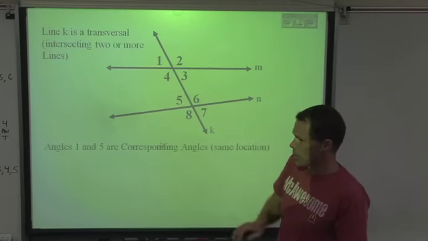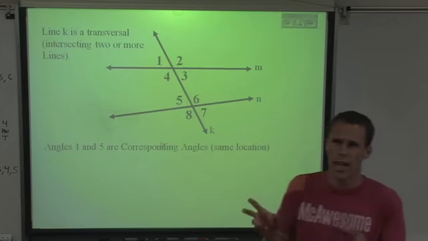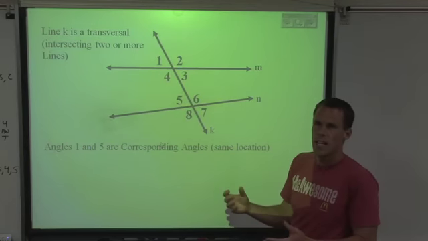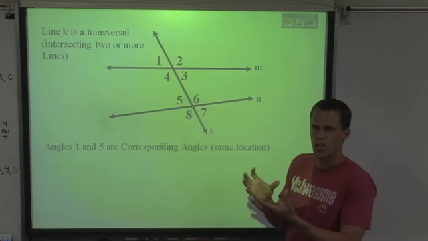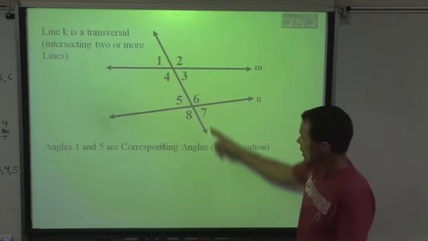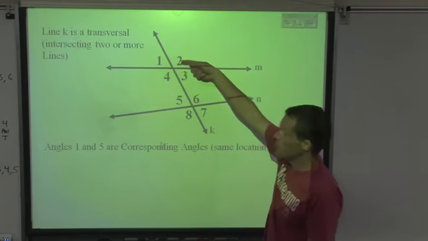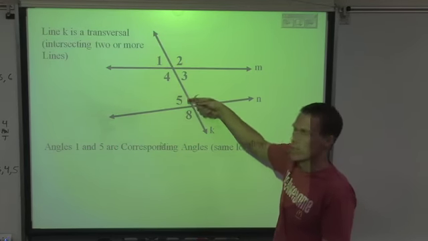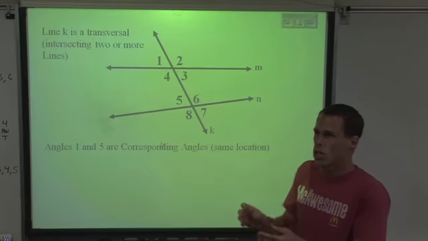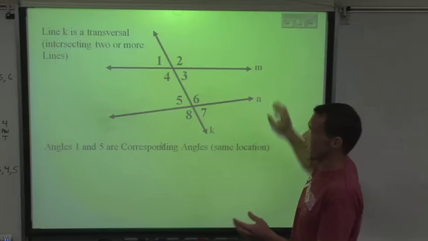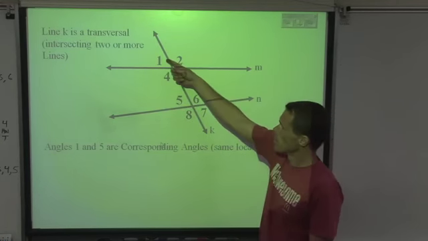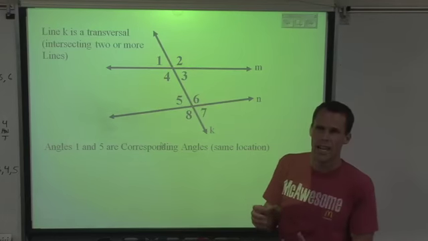The first relationship we're going to take a look at, angle 1 and angle 5. These will be defined as corresponding angles. They have a corresponding location, not similar, but the exact same location. Upper left corner of the intersection, upper left corner of the intersection. These are corresponding angles. Whether or not line M and N are parallel, if you have a transversal to two lines, you have a pair of corresponding angles.